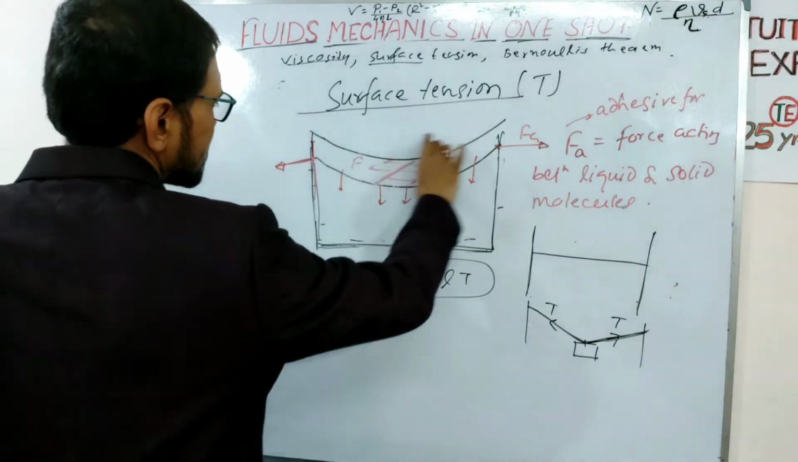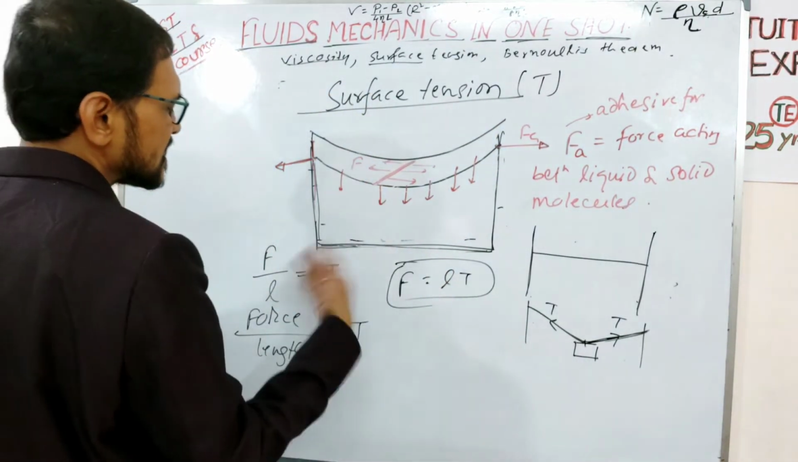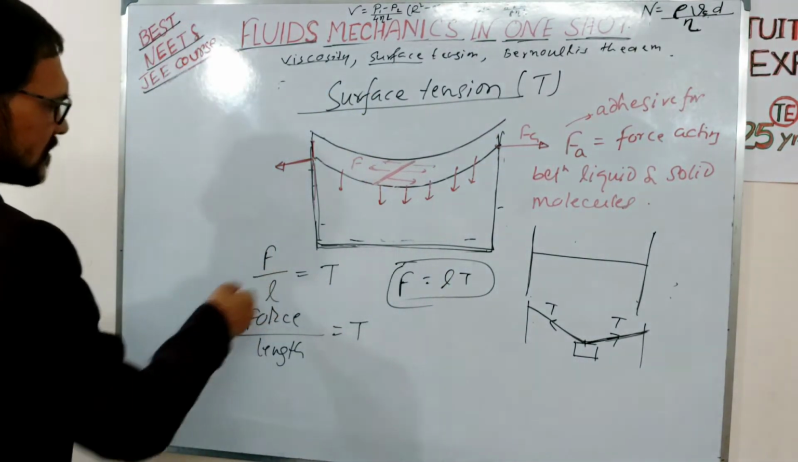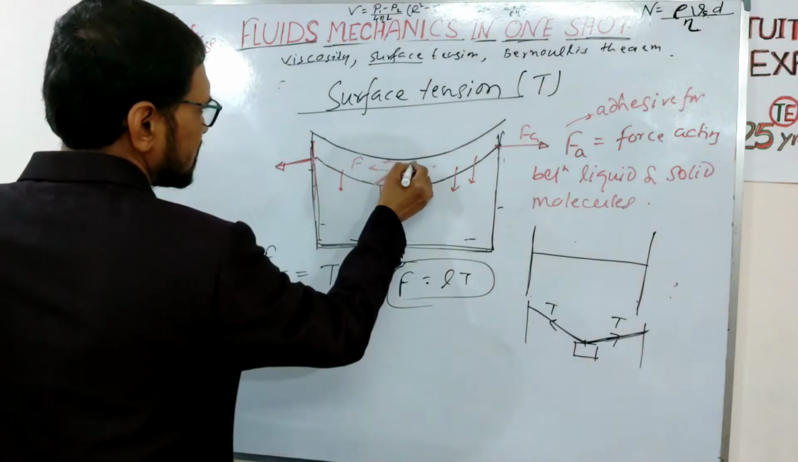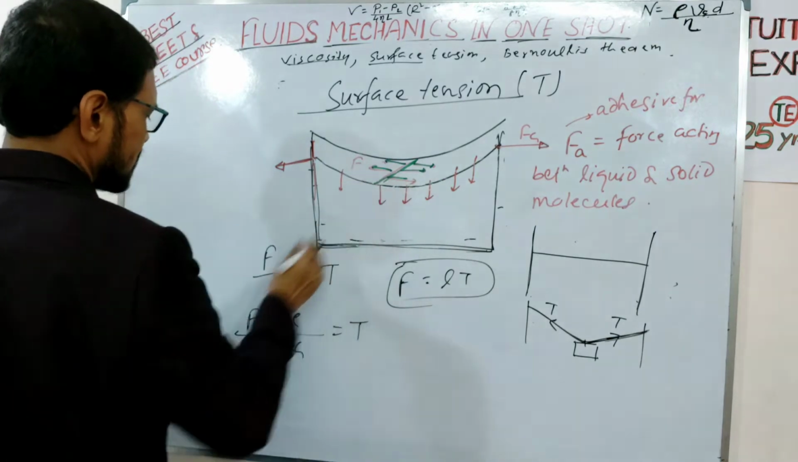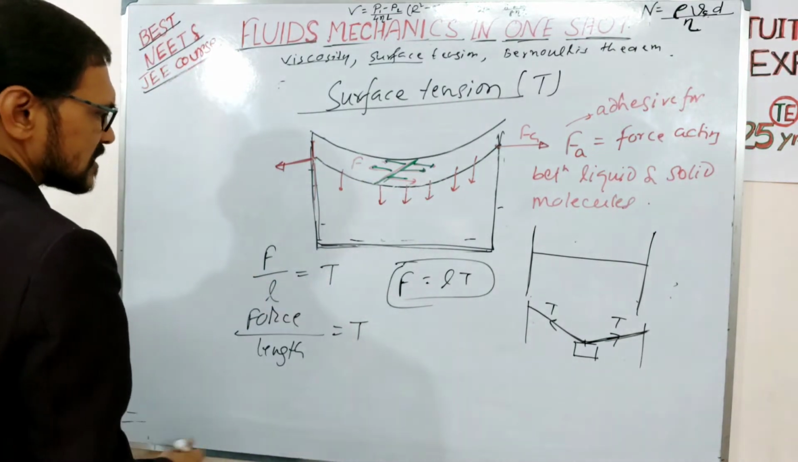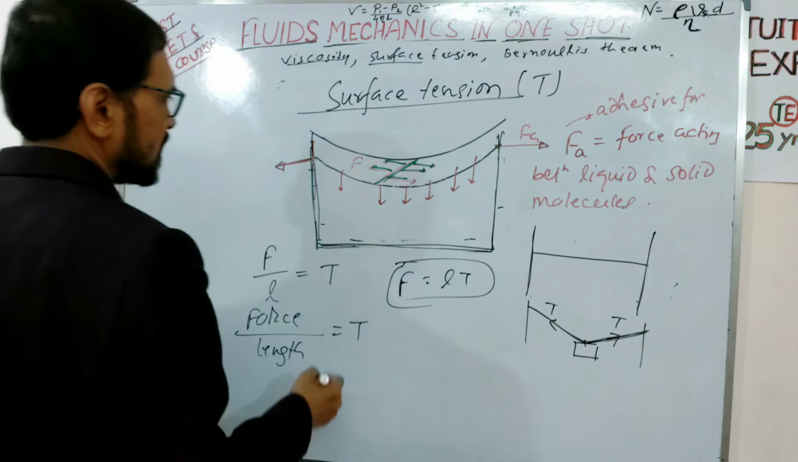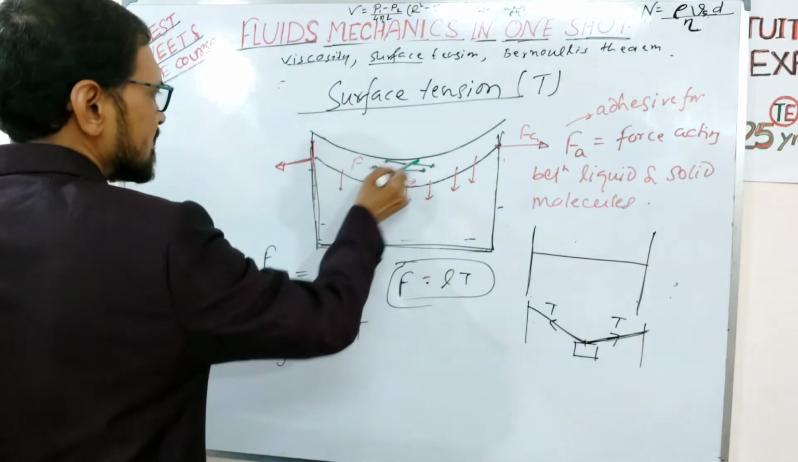So the surface is extended. Due to the extension, a surface tension is developed. Surface tension is, if a string is placed at the surface, then force acts in this direction. Force per length is equal to surface tension. F equals L times T, where L is the length of the string.